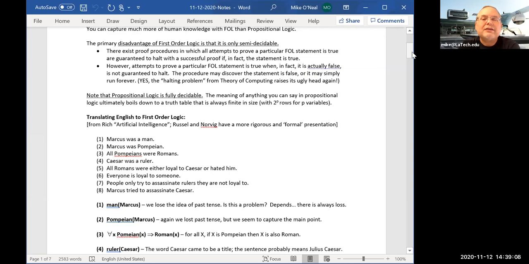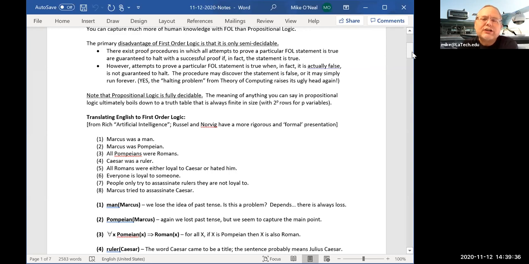So a procedure may discover that a statement you're introducing is false, or it may run forever. So first order logic is semi-decidable, just like regular programs, just like Turing machines. You can't be sure that you'll actually get an answer, even if an answer exists.